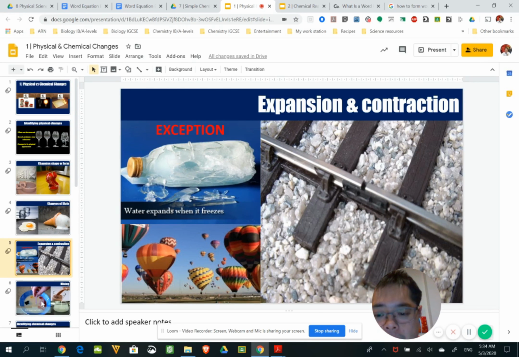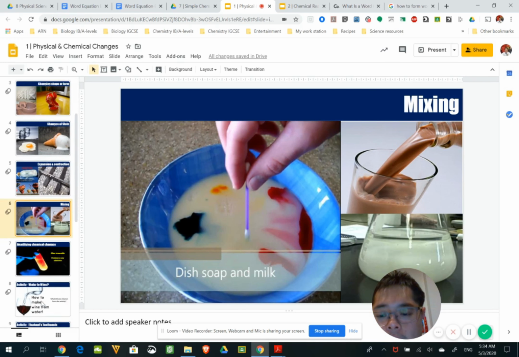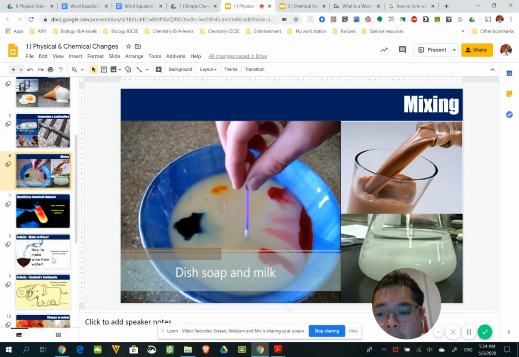Mixing is another physical change because you are not really forming a new product. You are still having the same product, it's just that it's been mixed, and there are different ways for you to separate these substances. All right, now we go to the chemical bit.